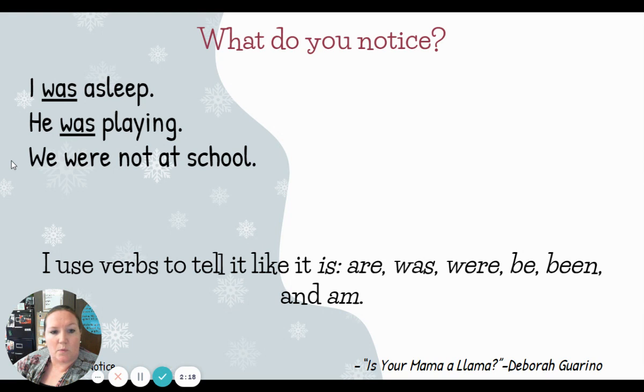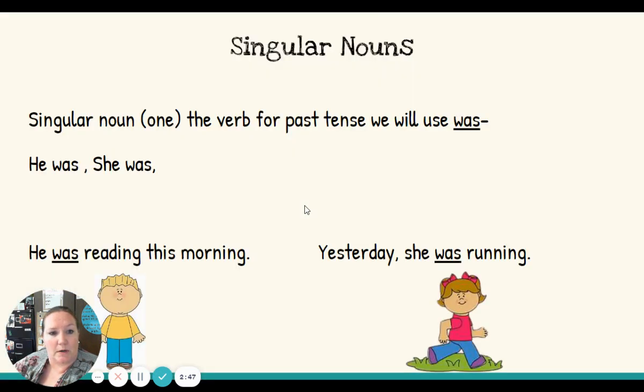Sentence number 3 says, we were not at school. What's the verb in that sentence? We were not at school. Very good. Were is my linking verb. Were, taking place in the past. And remember, we, that sounds like a group, more than one, so that's a plural noun. We use were.